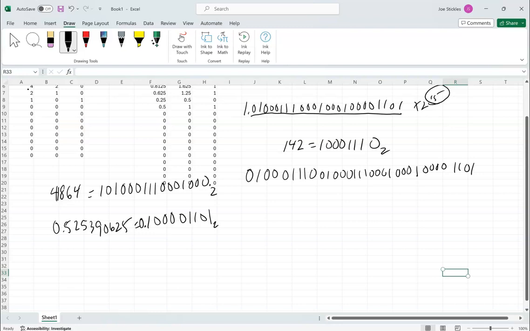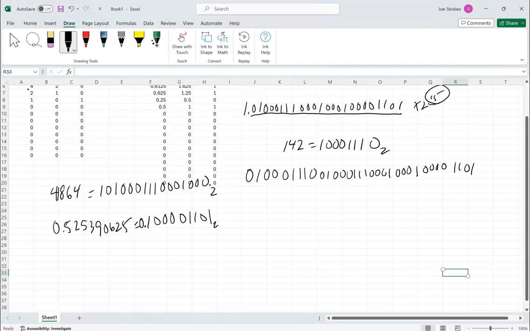Double precision jumps it up to 64. And you get 52 for the mantissa, and then whatever is left, 11 for the exponent. You get 1 for the sign, and 52 for the mantissa, which gives you 53, so it leaves you 11 for the exponent at that point.